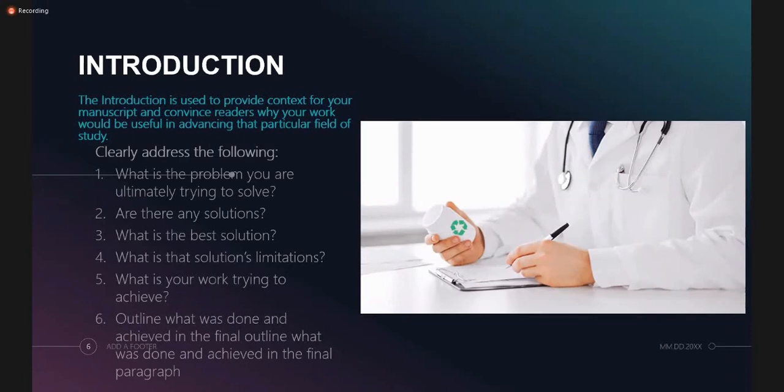So in the introduction, in all those four paragraphs that I just told you, you will organize these 6 points. What is the problem you are trying to solve? Try to tell the reader what problem you are addressing. That part would most probably be in the third paragraph. And are you proposing any solutions? Tell the reader, this is my proposed solution.